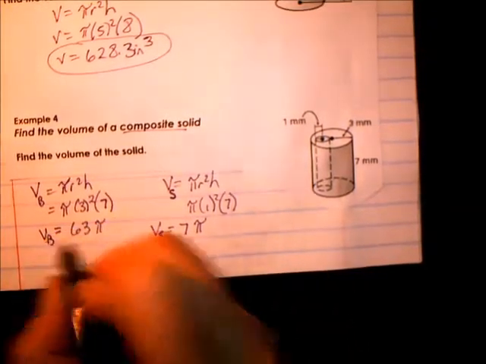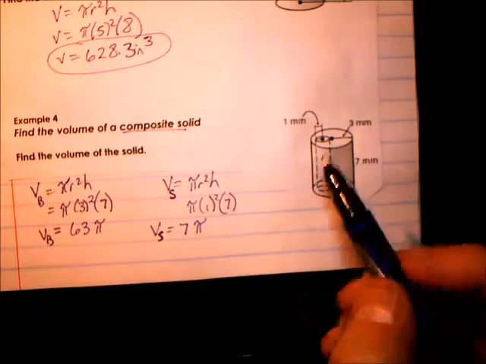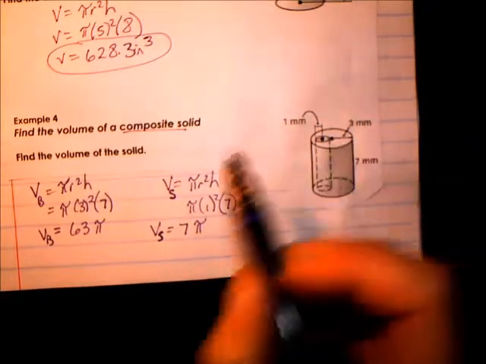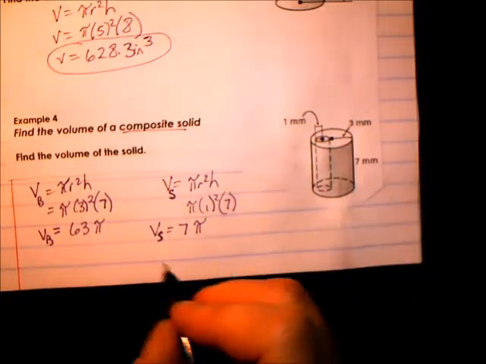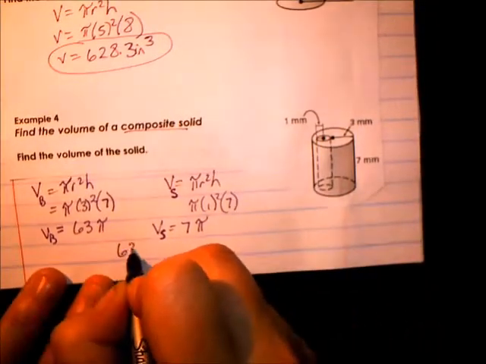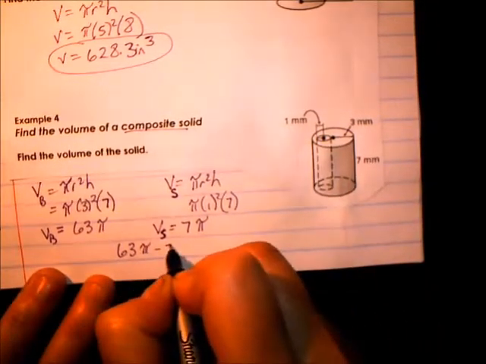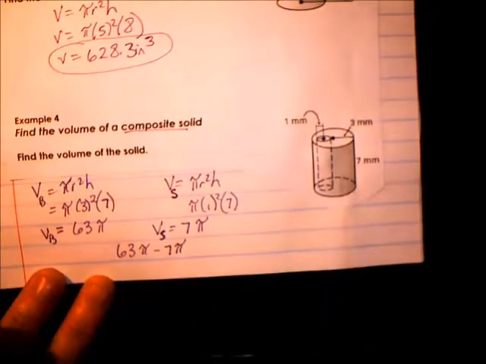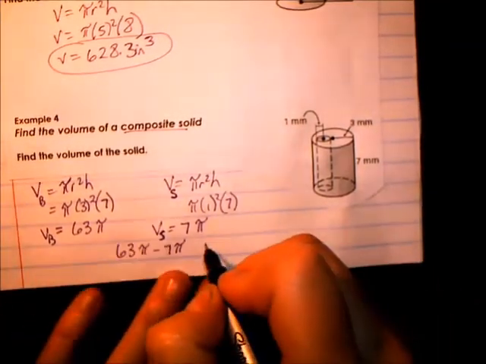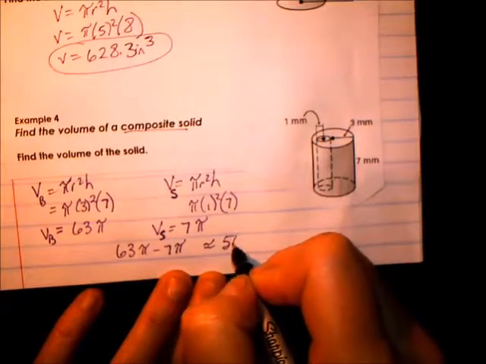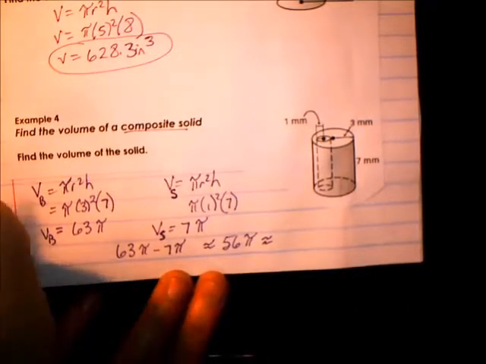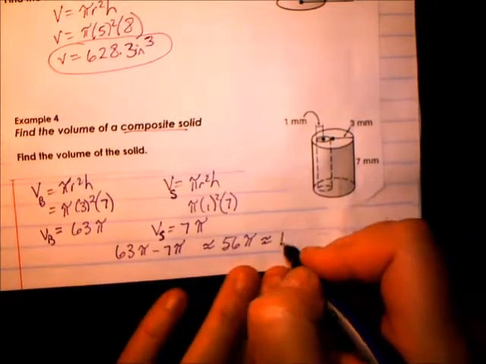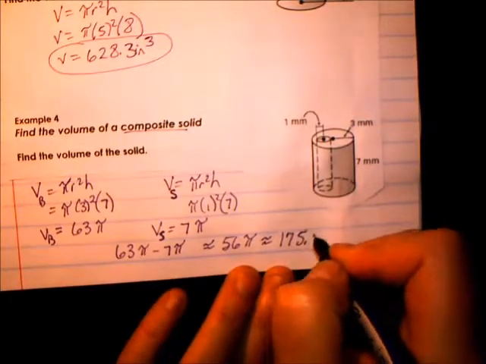And since the smaller one is inside the bigger one, I'm going to assume that I have to subtract these two values. So I'm actually going to do 63 pi minus 7 pi. Okay, which is 56 pi, which I can actually calculate and see that it is roughly 175.9 millimeters cubed.